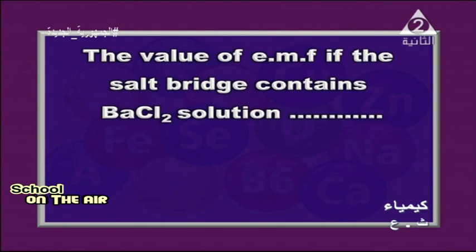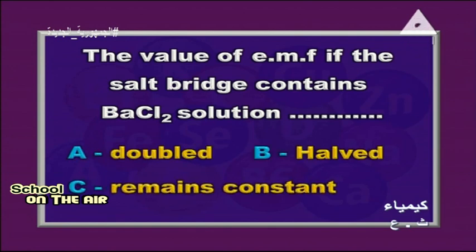The value of the EMF if the salt bridge contains barium chloride solution: is it doubled, halved, remains constant, equals 0? We know that barium chloride precipitates the sulfate ions as barium sulfate. So the sulfate ions will not be present, so the EMF equals 0.